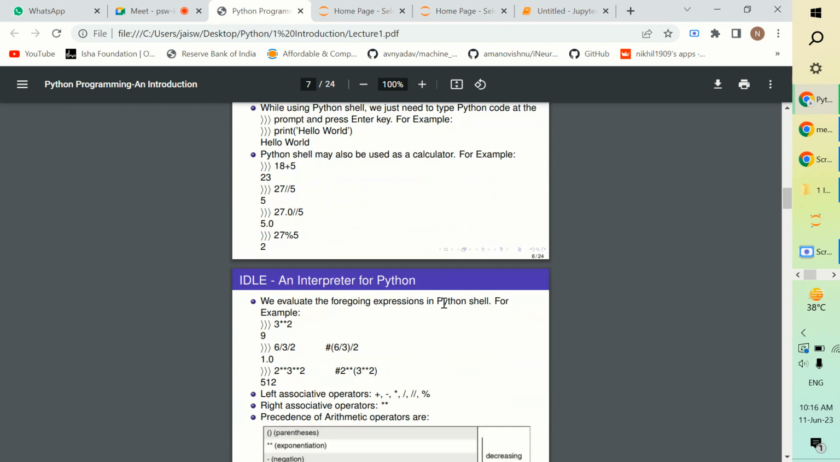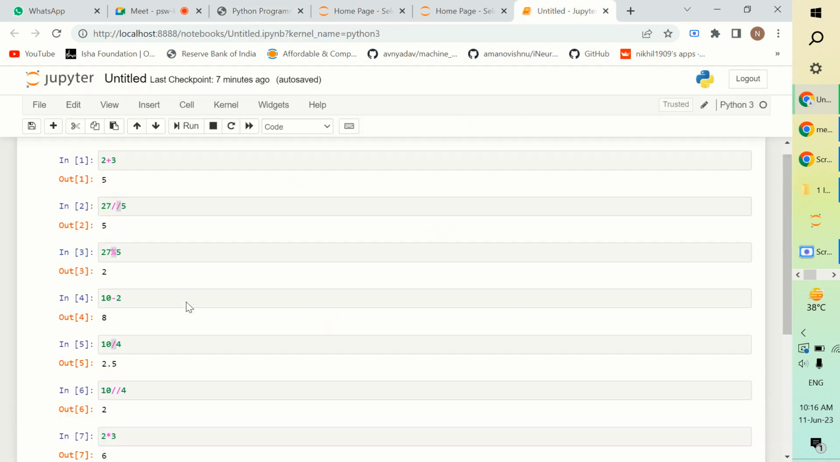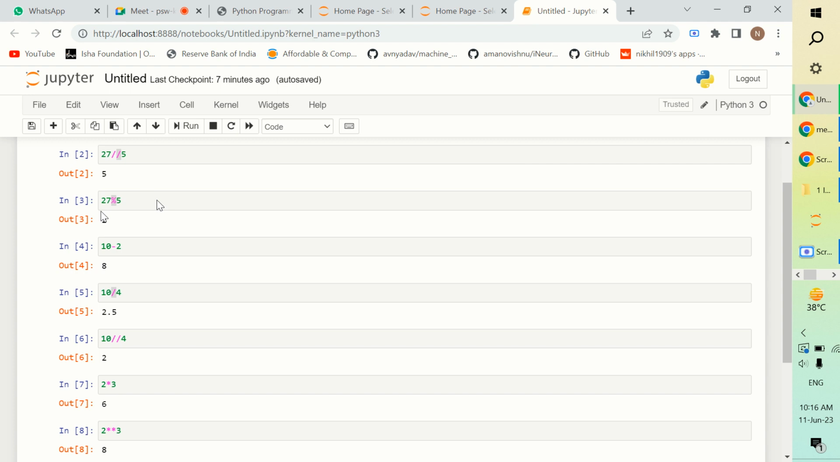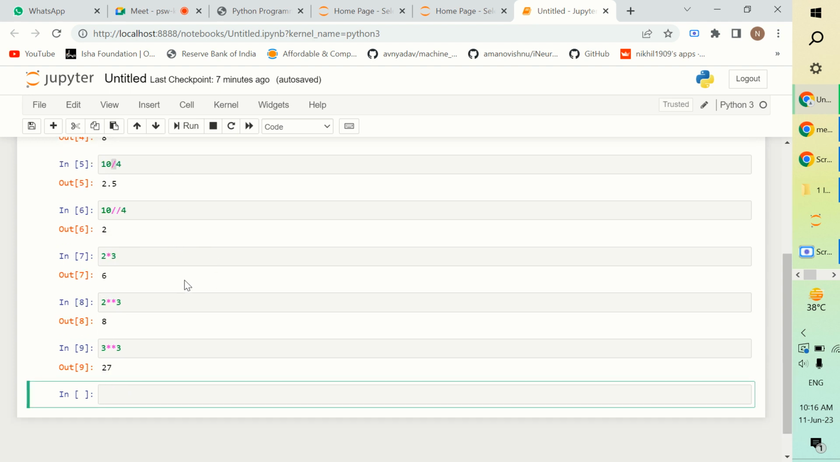Okay, all these operators are clear. These operators are very easy, simple plain calculation. For that we will use these operators. I just gave these examples: 2 plus 3, 27 integer division 5, 27 modulo 5. Okay, everything is clear. Okay, modulo operator I didn't write.